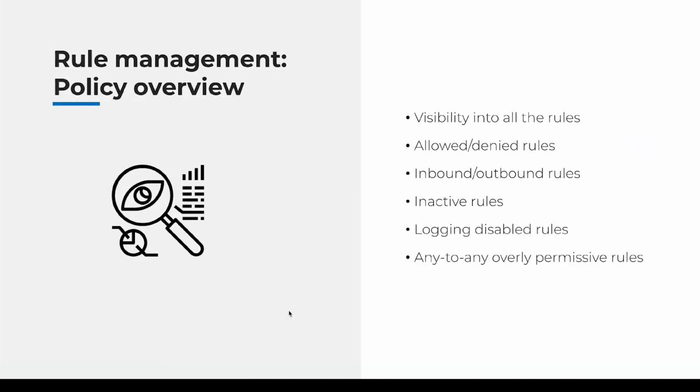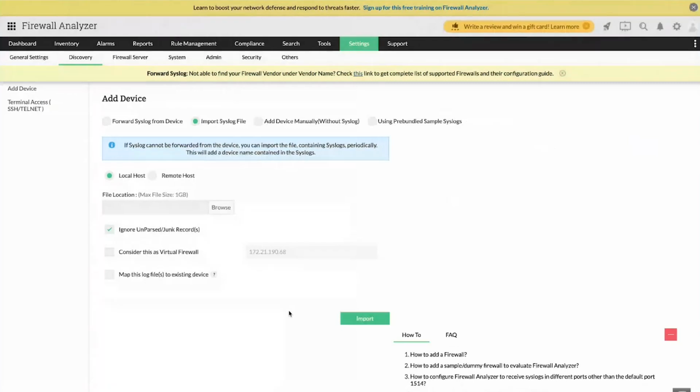So the first feature under rule management that we are going to look at is the policy overview. The policy overview report gives you visibility into all the rules that have been written on the firewall, and you can filter these rules by allowed or denied rules, inbound or outbound rules, inactive rules, logging disabled rules, and also any-to-any overly permissive rules. Besides viewing them, you can also download them and analyze the list of rules. Hence, with this feature, Jim can get clear visibility into the existing rule set present on all of his firewalls. So let me take you to the product to show how this works.